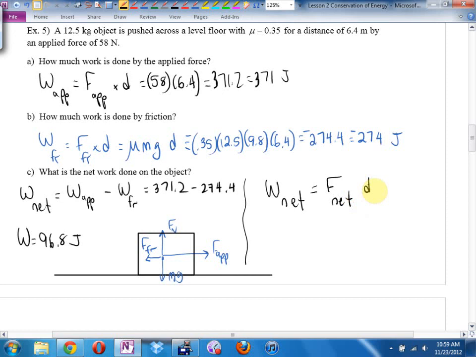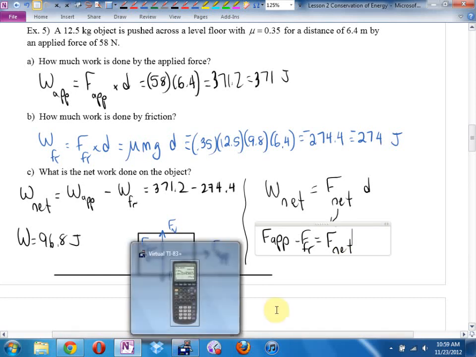the net work is also the net force times distance. Where the net force is going to be winner minus loser. Who's winning? Equals MA, but instead of writing MA, I would say, hey, that's my net force. What's the applied force? 58. What's friction? Mu times the normal force. I don't know the normal force. Oh, it's going to be mu mg.